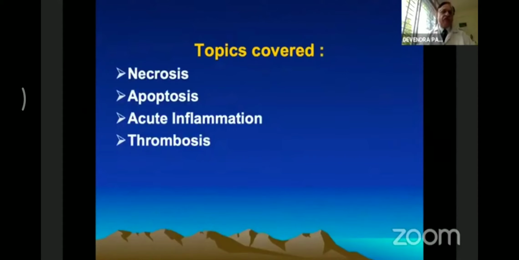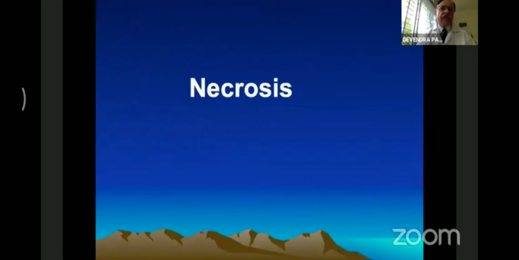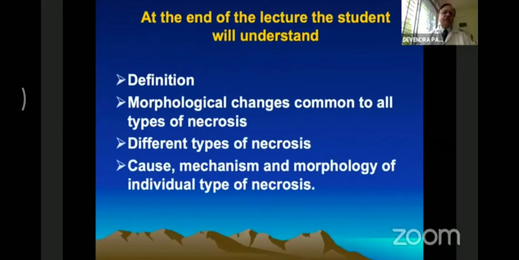The topics which will be covered are necrosis, apoptosis, acute inflammation, and thrombosis. First topic, necrosis. This topic will proceed in the following manner: definition, morphological changes common to all types of necrosis, different types of necrosis, cause, mechanism, morphology of individual types of necrosis.